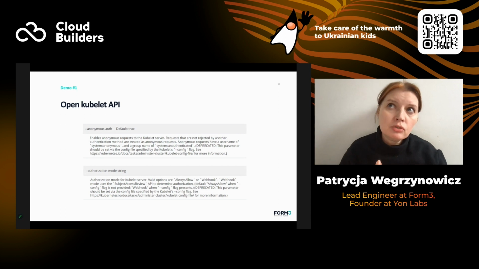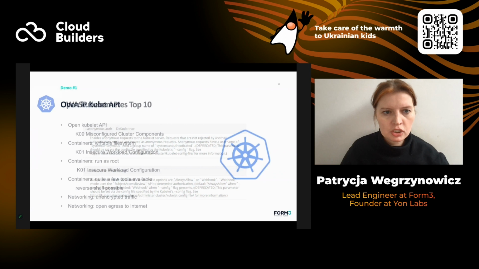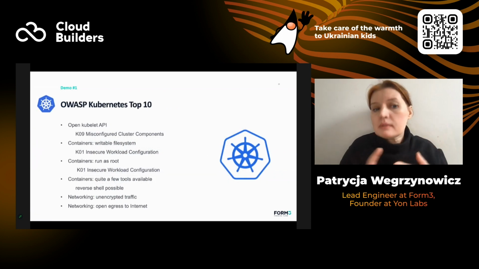Obviously, you usually don't use self-managed Kubernetes, but just in case, it's worthwhile to know because otherwise you can end up with a really insecure configuration. So that's the open Kubelet API. That's number 9 in our OWASP Kubernetes Top 10. Another problem we see in this demo is a series of misconfigurations on the pod container level.